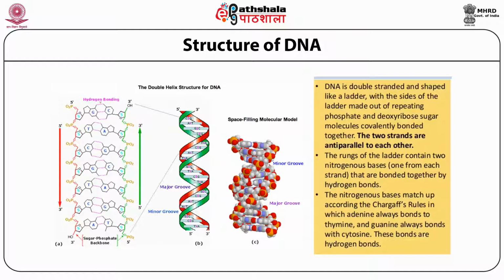DNA is double stranded in shape like a ladder, with the sides of the ladder made out of repeating phosphate and deoxyribose sugar molecules covalently bound together. The nitrogen bases match up according to the Chargaff rule, in which thymine always bonds to adenine and guanine is always bound to cytosine through hydrogen bonds.